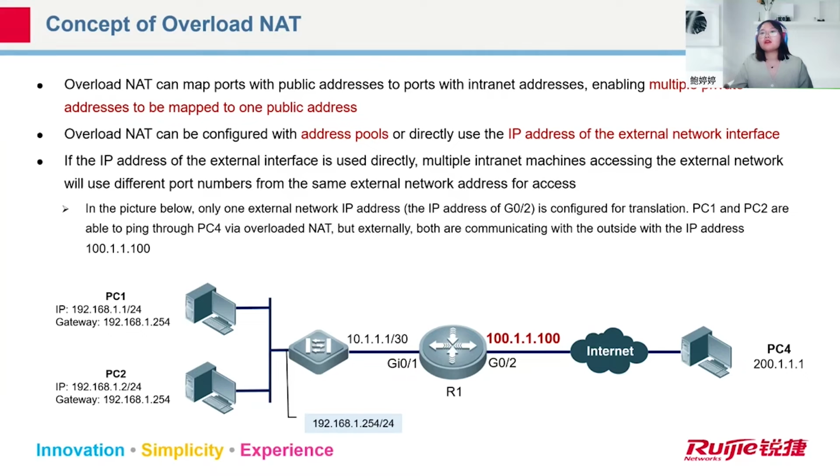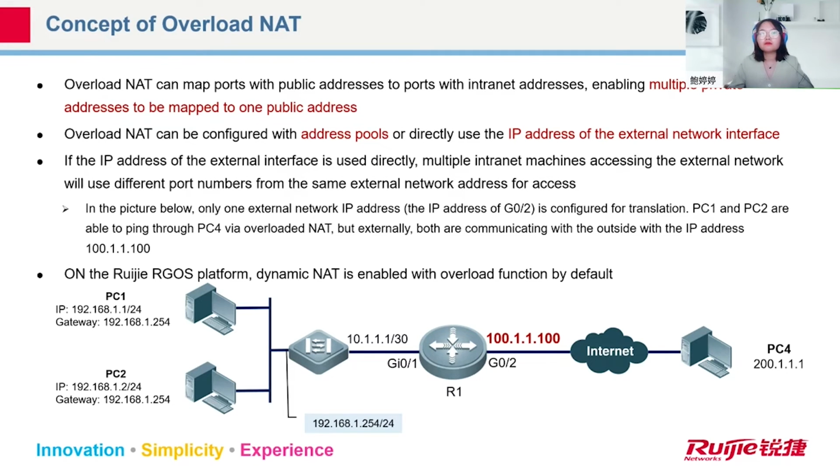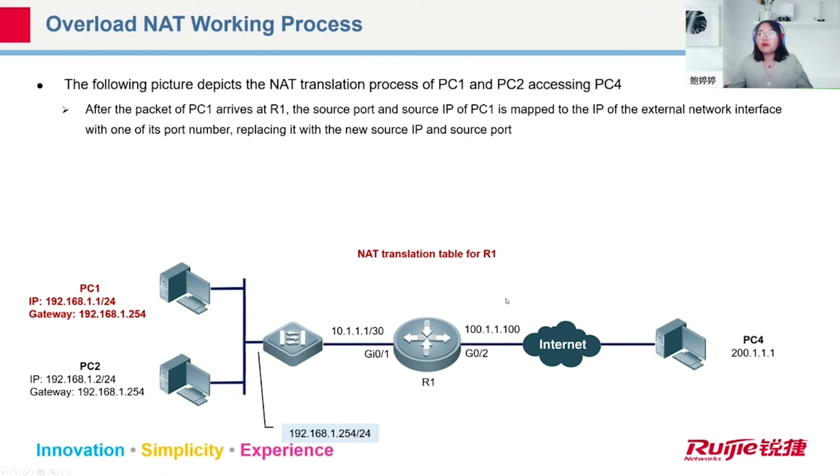And how do we indicate different private IP addresses? We can use the port number to distinguish them. On the Ruijie RGOS platform, dynamic NAT is enabled with the overload function by default. So you can directly use this function. And the process is very similar to dynamic NAT.